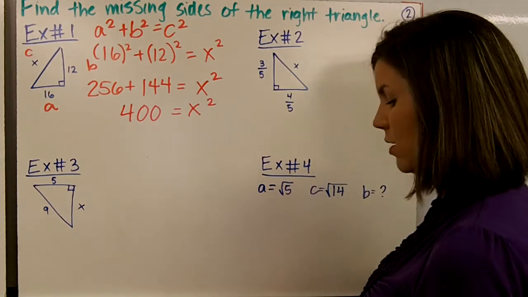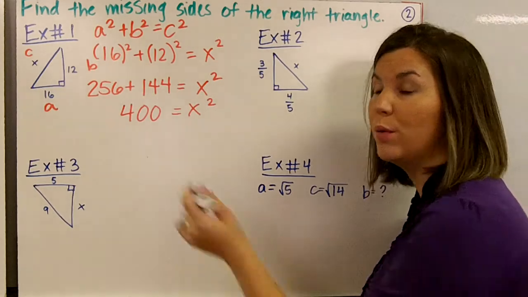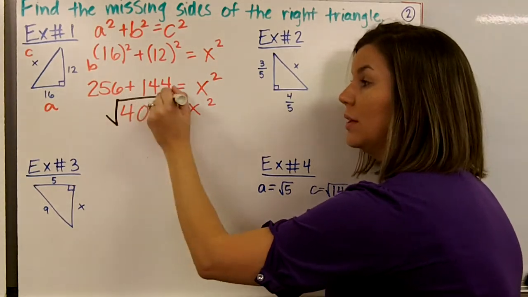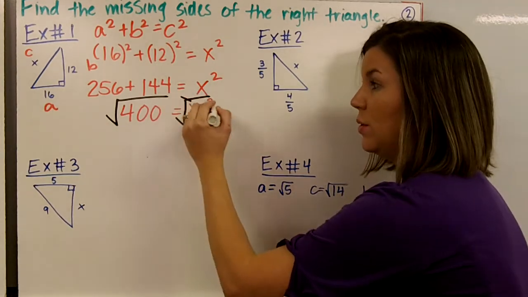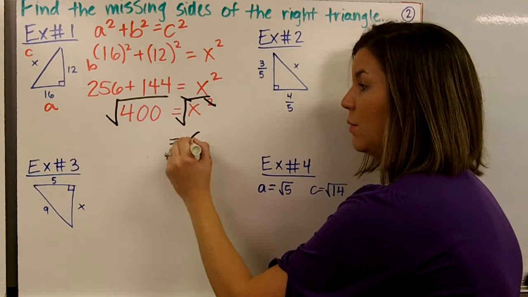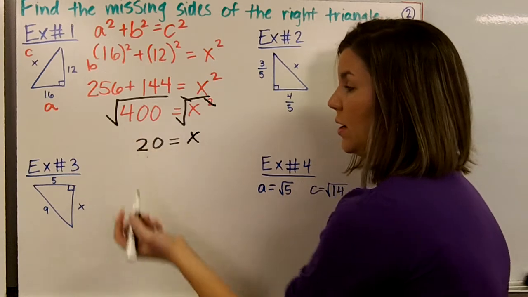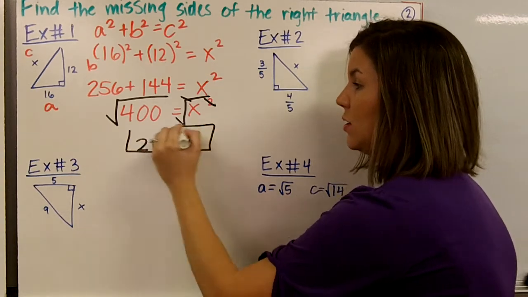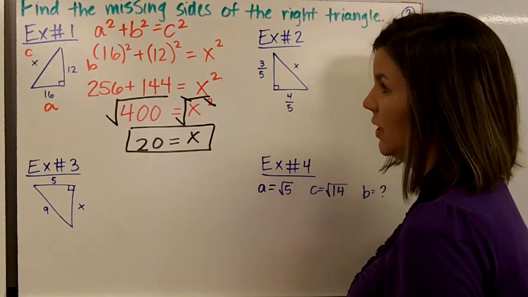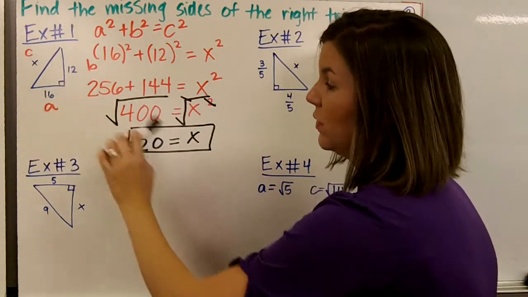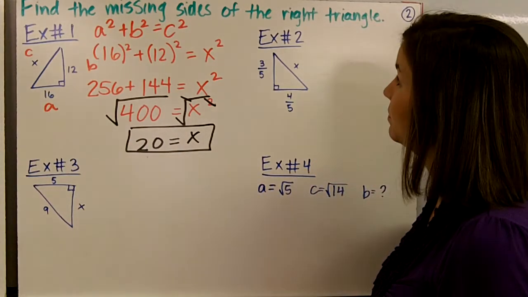400 equals x squared. Now to undo something to the second power, we take the square root. If you do the square root on the left side of the equal sign, you do the same thing to the right side. So a square root and a squared cancel each other out, and we have x. The square root of 400 is 20. So x equals 20, which means our hypotenuse is 20. So 16, 12, and 20 would be a Pythagorean triple because they are all whole numbers.